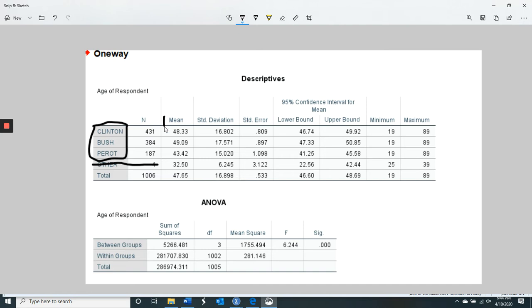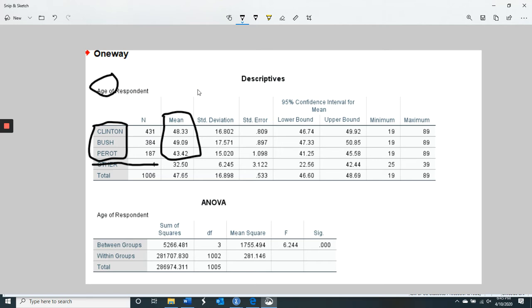Let's look at the mean. What's that a mean of? Well, remember, it's our dependent variable. If we ever forget what our dependent variable is, it's just right there. It's the age of the person telling us who they voted for. So we can look at this and see the means.